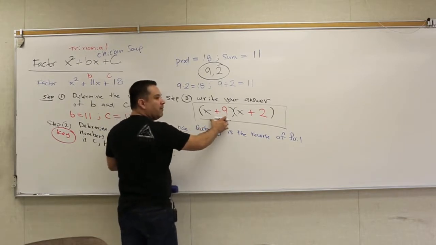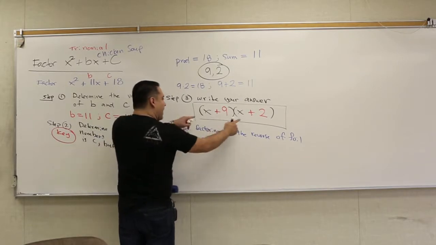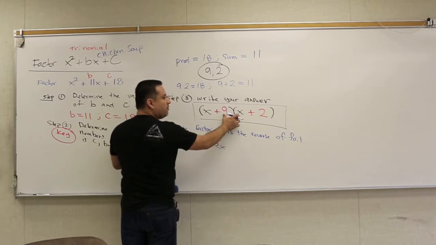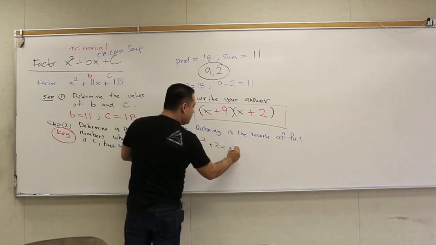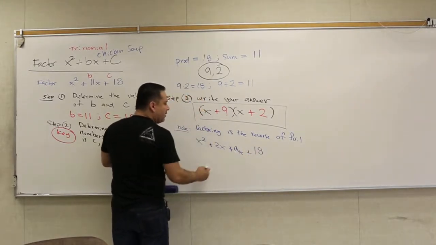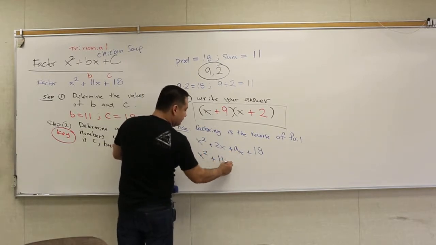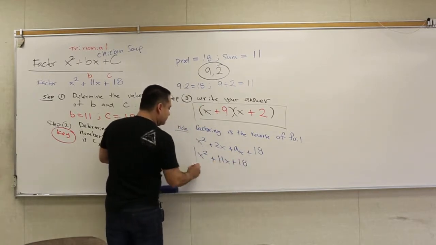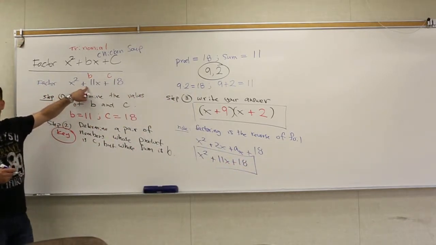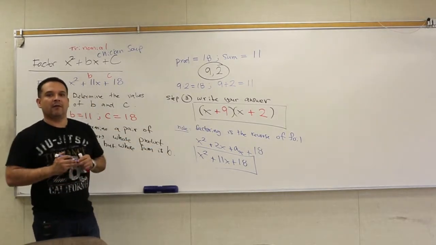If I use FOIL here and I multiply this, my first terms multiply together is x squared. My outer terms, multiply these, plus 2x. My inner terms, 9 times x. My last terms, 9 times 2. If I simplify by adding like terms, what's 2x plus 9x? Isn't that what we got to begin with? Okay? So to verify here for you that factoring is simply the reverse of FOIL, it is.